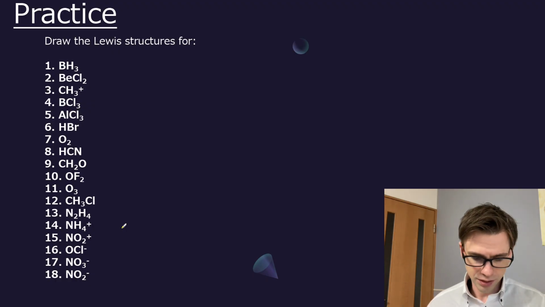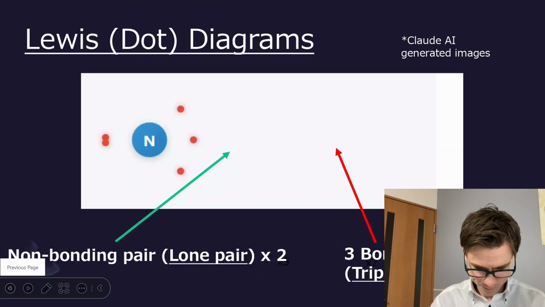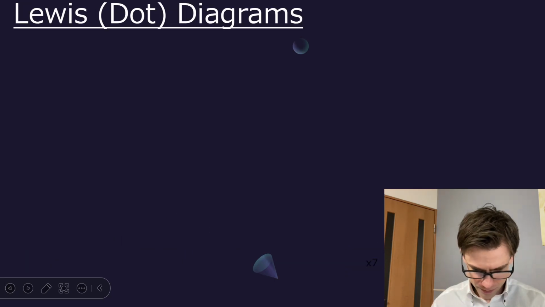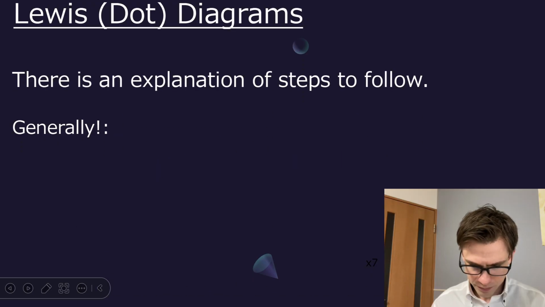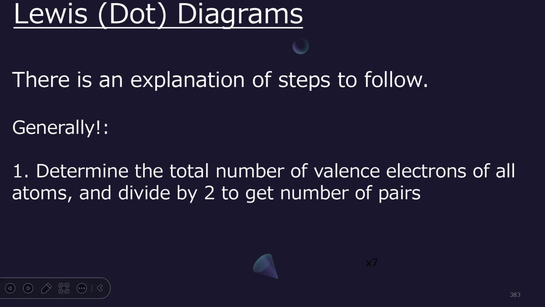I've got 18 structures I'm going to show you here, but I do want to quickly go through the rules again, the steps I recommend you follow. Generally, determine the total number of valence electrons of all atoms. Divide that by 2 to get the number of pairs. Basically, in the structures that we do, we're not going to have any unpaired electrons, so we're either going to have bonding pairs or non-bonding pairs, and that's about it.